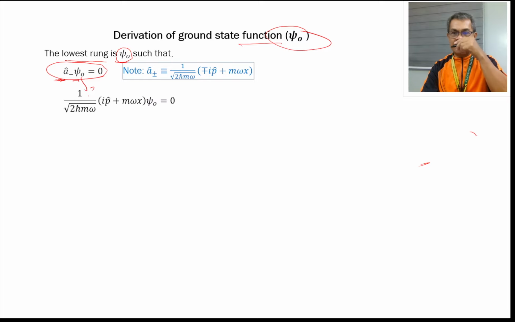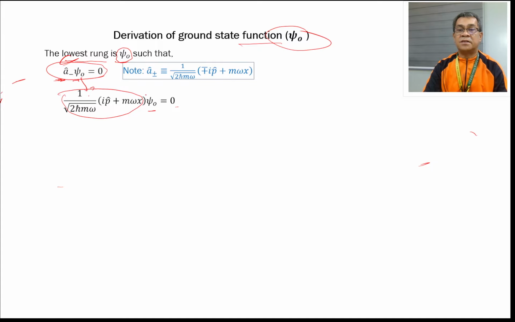Okay. So making use of that, take note that we know the lowering operator. Then of course, apply that. Apply this lowering operator acting on psi, and the answer is 0. Then we can now solve for something.